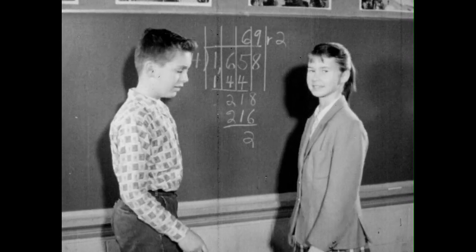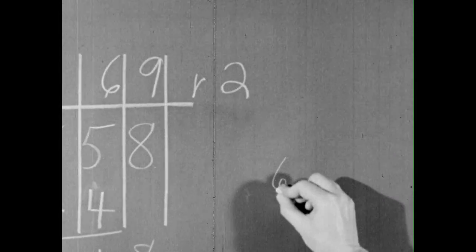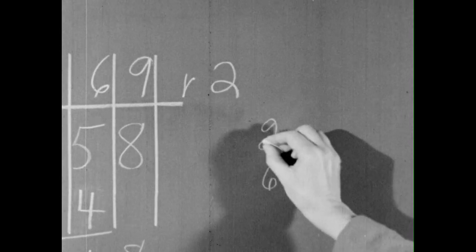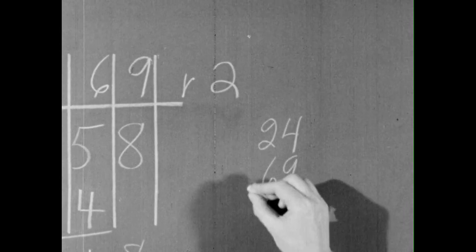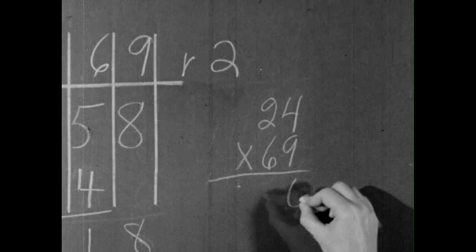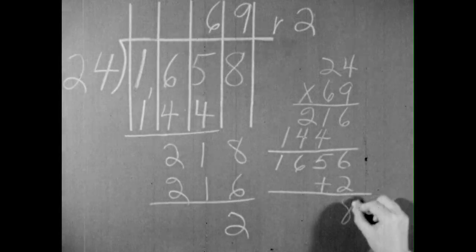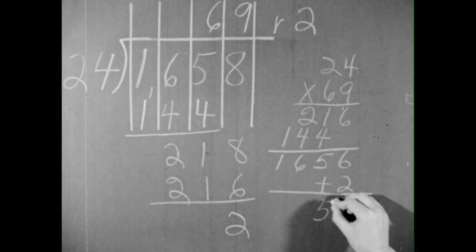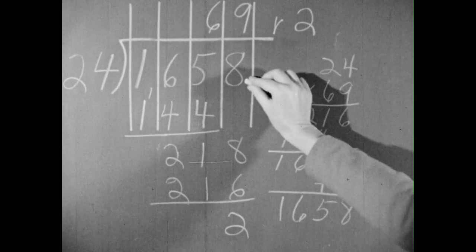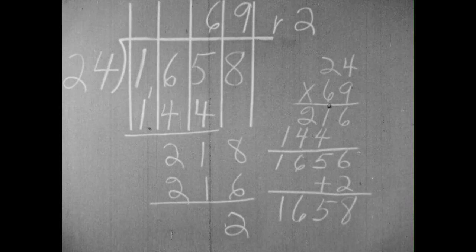Linda, do you want to check the answer? That's right. Multiply together the quotient 69 and the divisor 24. Then add the remainder, 2. Yes, it checks. Very well done, Linda.